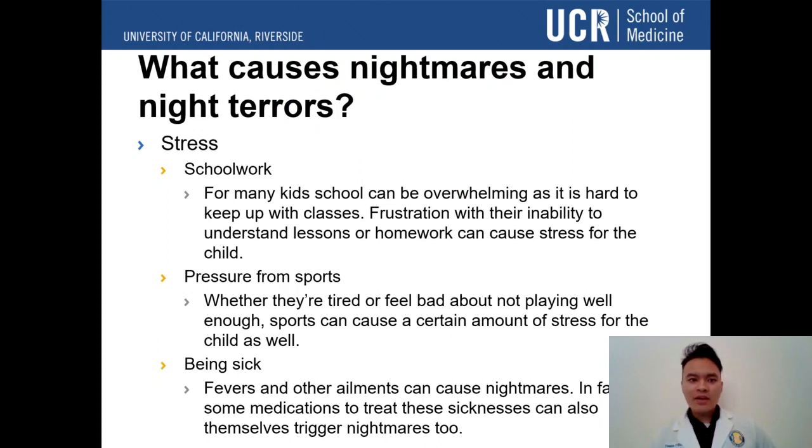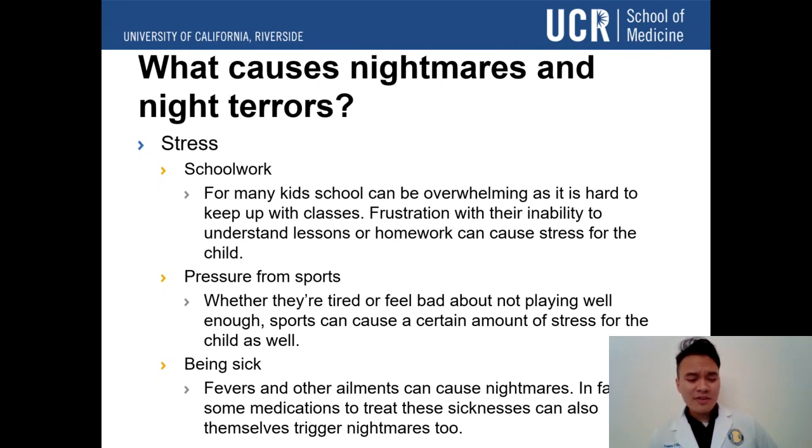What causes them? Most of it is stress. So examples of things that can cause stress include schoolwork. For many kids, school can be overwhelming. It's hard to keep up with classes or understanding lessons or homework. This can cause a lot of stress for the child. And so sometimes being able to talk with them about this, or making sure they're able to keep up with classes, making sure they understand it's okay to not be able to understand right away, helping them with their homework. These can all help with decreasing the amount of nightmares and night terrors.